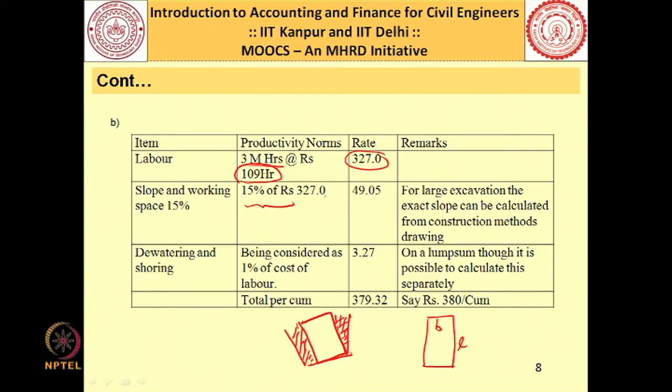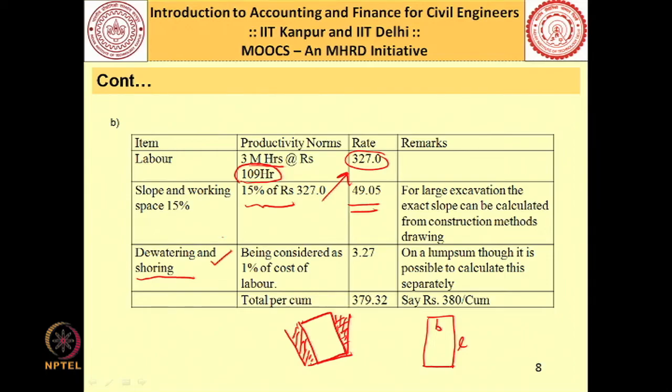So, I am taking 15% on this value. So, this is coming to be 49.05. Sometimes if you are going deeper, you may have to carry out dewatering also and shoring also. So, you want to remove the water, you want to make sure that your slope does not collapse. So, in order to maintain that, you have to perform dewatering operation also.